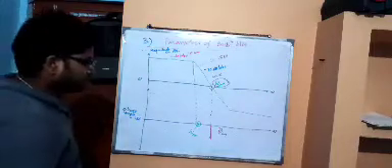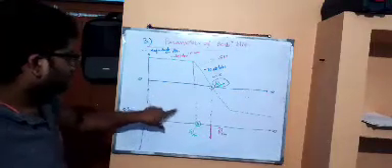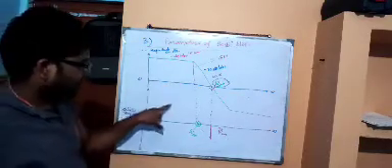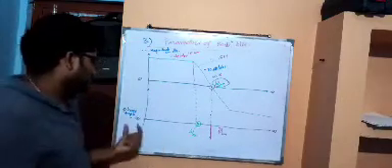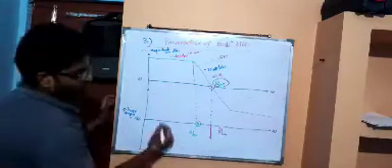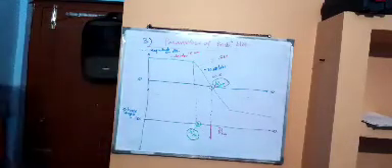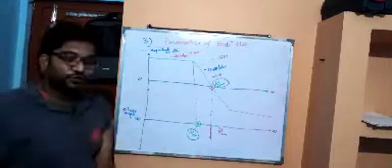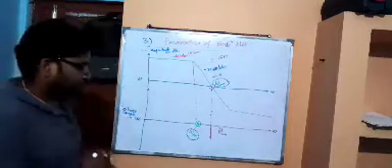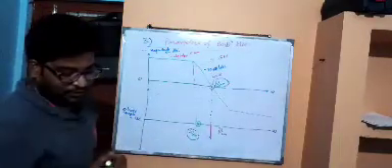Similarly, the frequency at which the phase plot crosses the minus 180 degree line is known as phase crossover frequency, and it is denoted by W of PC. Okay, so these two things are clear. The two frequencies are clear.